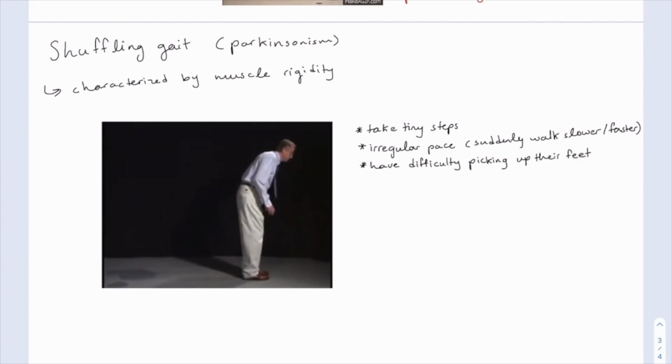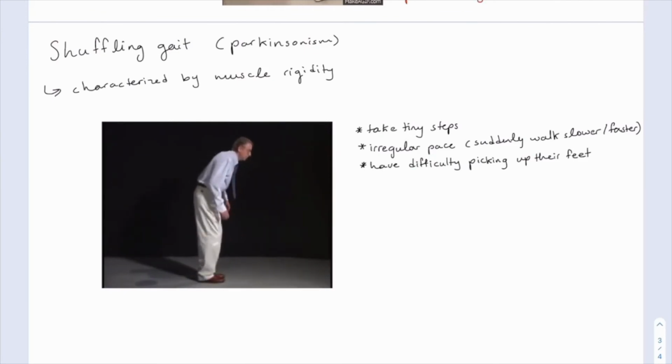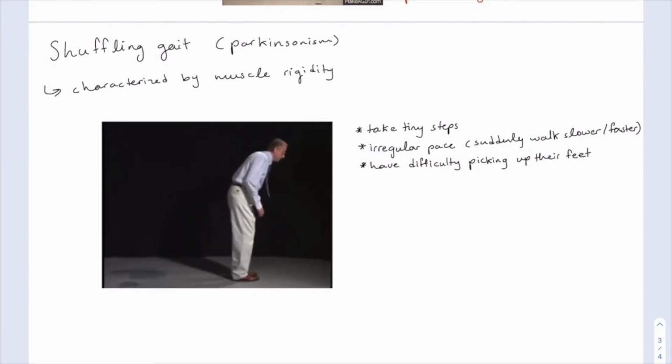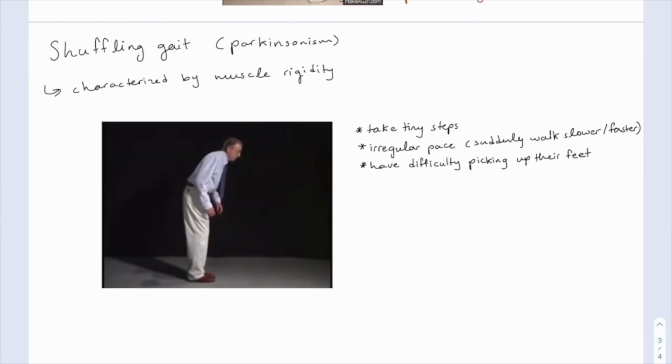And also, if you can note, at first, he's walking slowly, and then suddenly he starts walking faster. And so this type of gait is characterized by an irregular pace. And yeah, that's pretty much it.